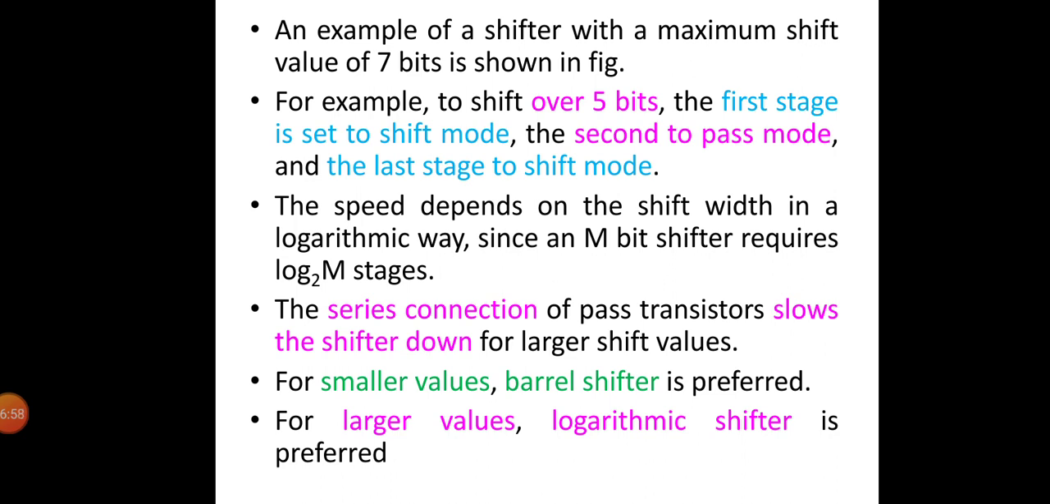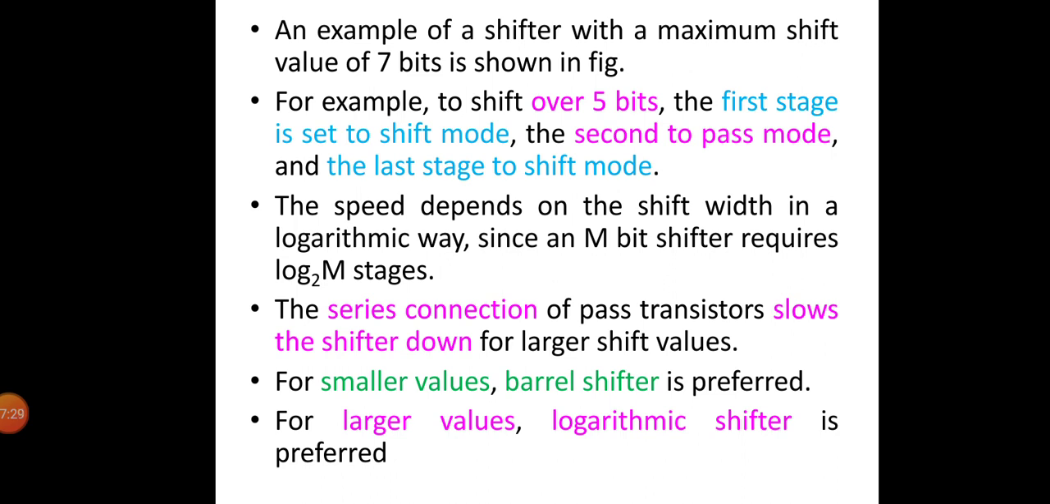For instance, to shift over 5 bits, the first stage is set to shift mode, the second to pass mode, and the last stage again to shift mode. You can notice that the control word for this shifter is already encoded and no separate decoder is required. The speed of the logarithmic shifter depends on the shift width in a logarithmic way, since an m-bit shifter requires log2 m stages.